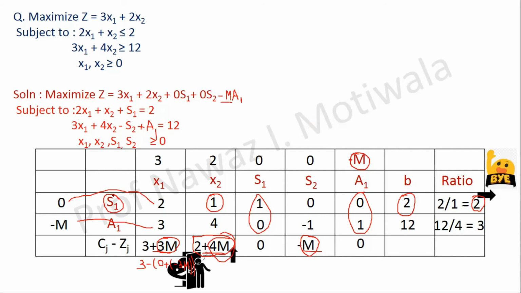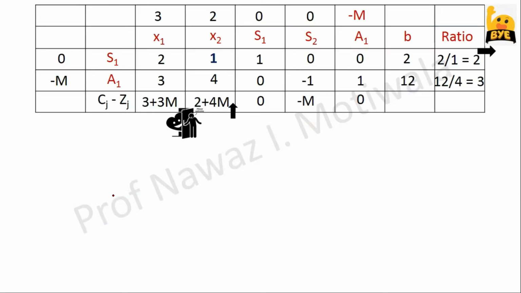So now what is my conclusion? My conclusion is S1 is the leaving variable, whereas X2 will be the entering variable. With this, let us proceed to our next iteration. For the next iteration, first we need to find out what will be our key element. So the key element is the intersection of the outgoing and incoming variable. So this is the intersection value of the incoming and outgoing variables.